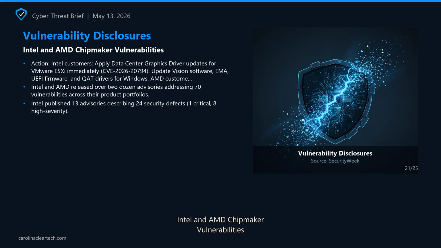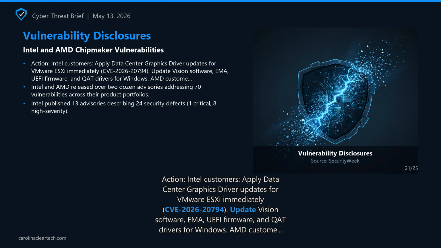Next section, Vulnerability Disclosures. Intel and AMD chipmaker vulnerabilities. Intel and AMD released over 24 advisories addressing 70 vulnerabilities across their product portfolios. Intel published 13 advisories describing 24 security defects, 1 critical, 8 high severity.